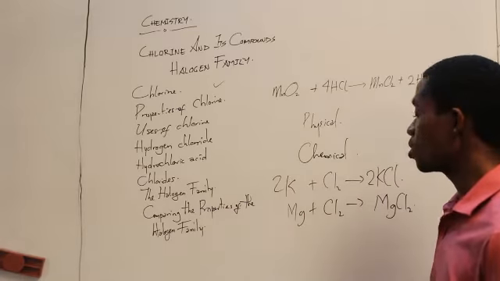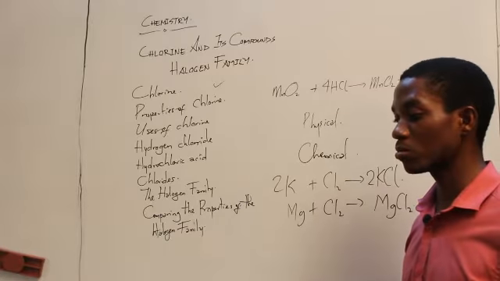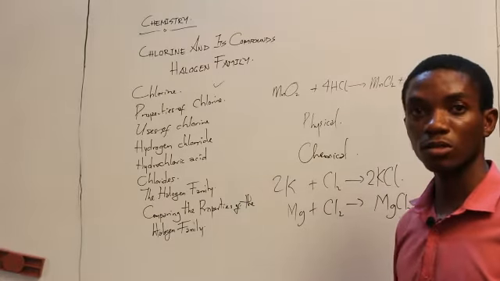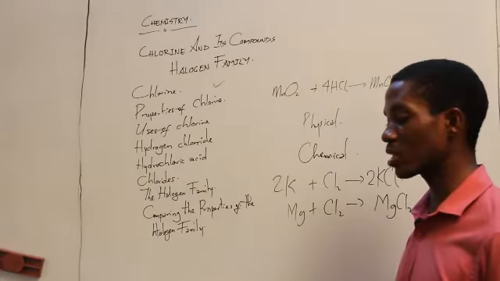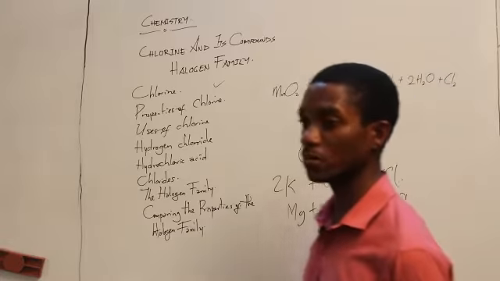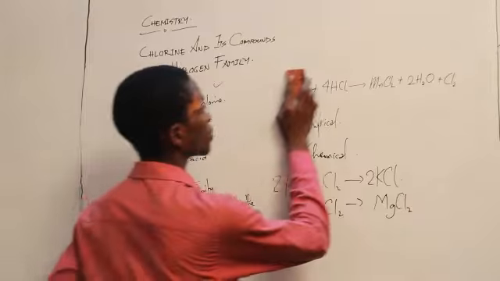Chlorine also reacts with other non-metals under very special conditions to form several different kinds of radicals. It is a bleaching agent. It works as a bleaching agent.